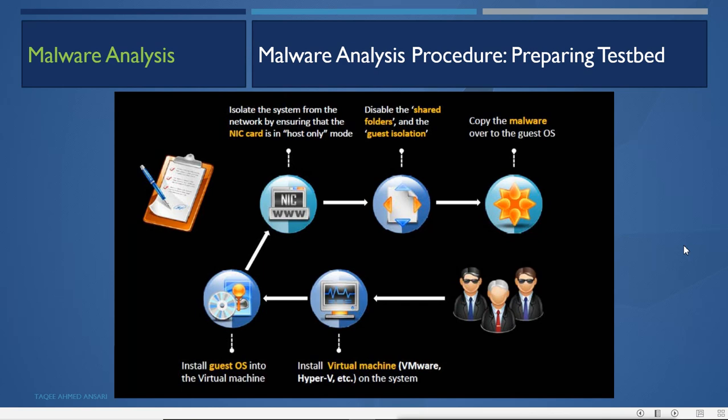Then disable the shared folder and enable the guest isolation also. The shared folder we will disable so that it will not go to the network, and we should enable the guest isolation, which will isolate the guest operating system from the physical machine. Then copy the malware over to the guest operating system, and then you can start the analyzing procedure.